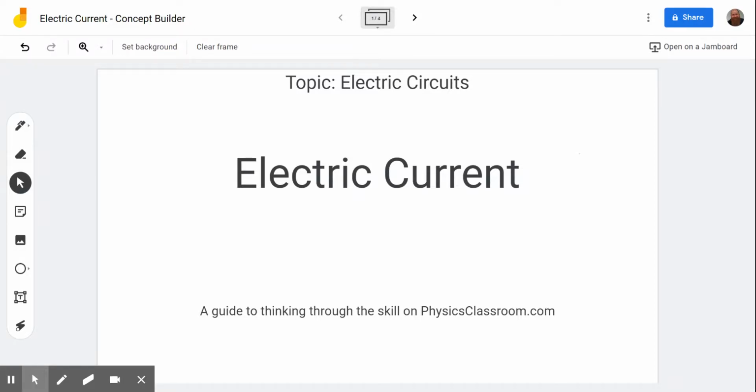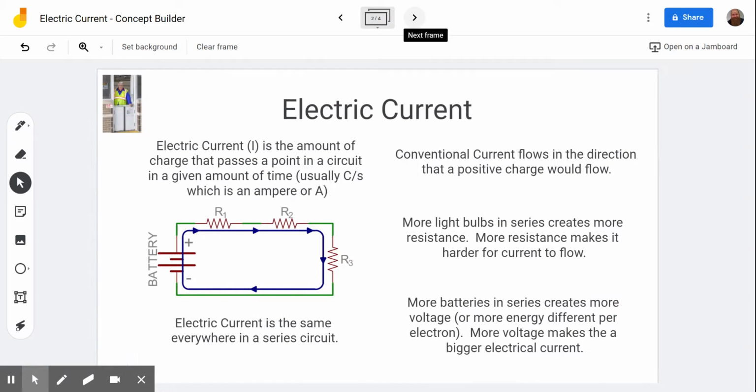Today we're on physicsclassroom.com under the topic Electric Circuits, and we're looking at a concept builder titled Electric Current. Okay, and so let's start by talking about what is electric current.